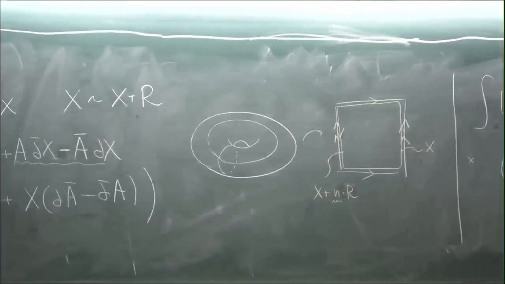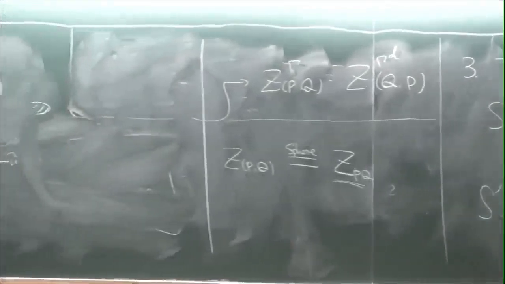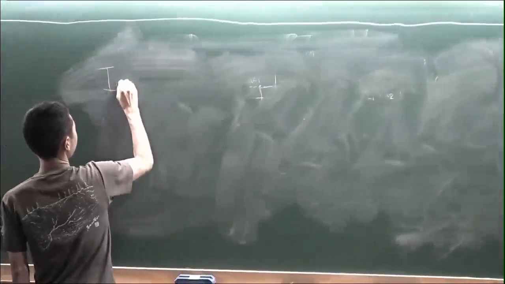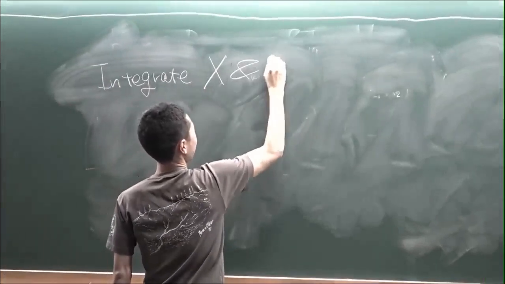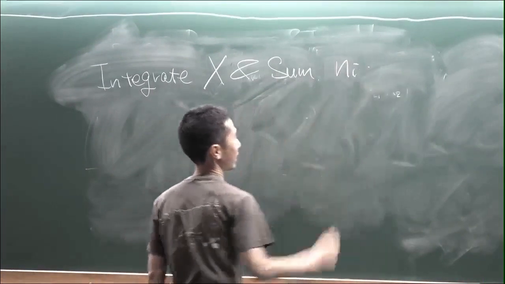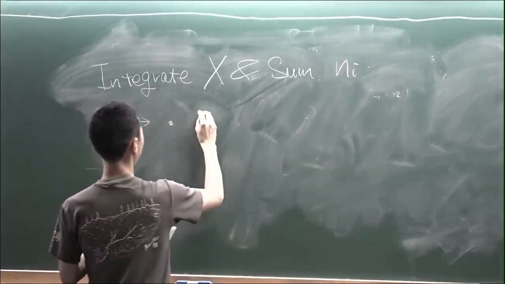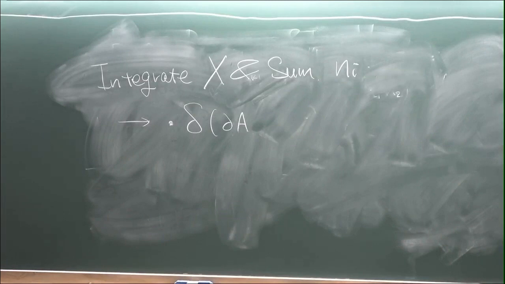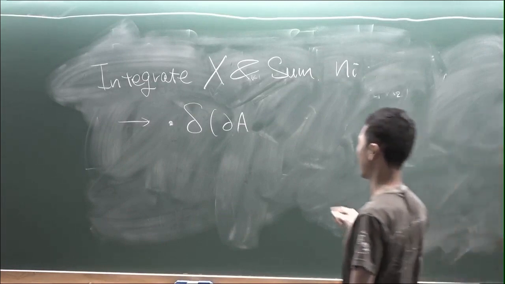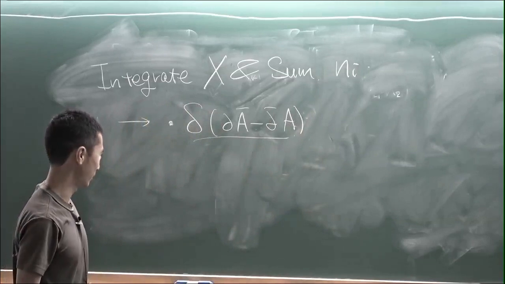So now, in this form of the action, I can try to integrate out the original variable x, and then some new extra variable n_i. So that gives you two different things. First of all, integrating out x basically gives you, because this is basically the Lagrange multiplier for this factor, some delta function, which basically sets the field strength to be 0.